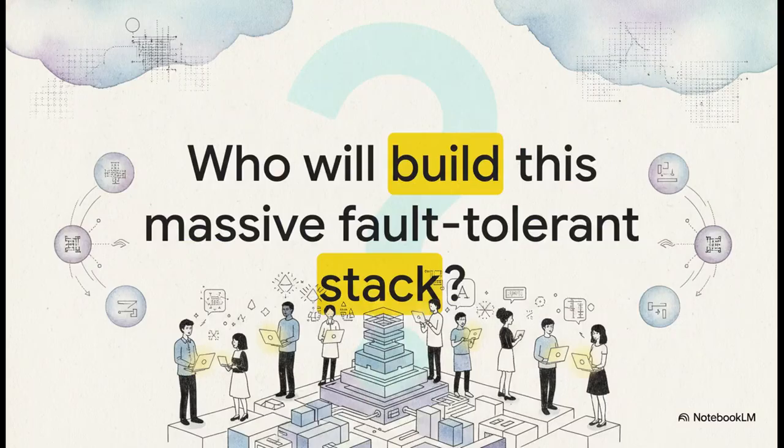So, this leaves us with one incredibly crucial question. As quantum programming definitively transitions out of theoretical physics and into rigorous software engineering, who is actually going to build this massive fault-tolerant stack? The future really belongs to a deeply specialized, location-agnostic quantum workforce, software engineers who are ready to tame this incredible complexity and finally make scalable quantum computation a reality.